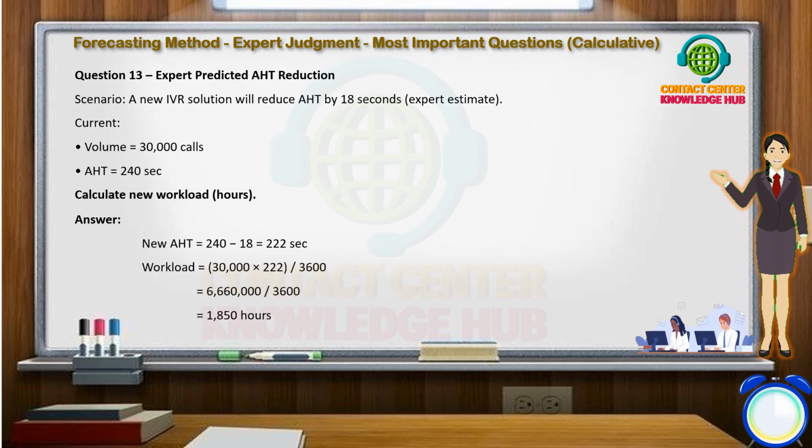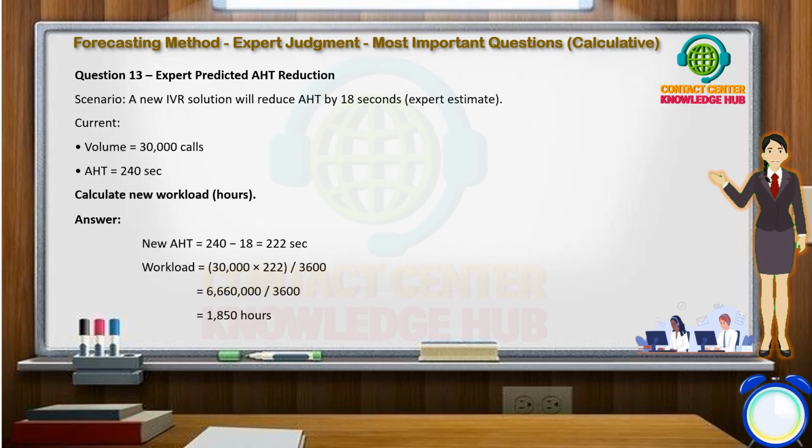And the answer is here. Our goal is to calculate the new workload in hours after the AHT improvement. Step 1. Calculate the new AHT. New AHT is equal to current AHT minus reduction. So, 240 seconds minus 18 equals 222 seconds. Now the new AHT is 222 seconds.